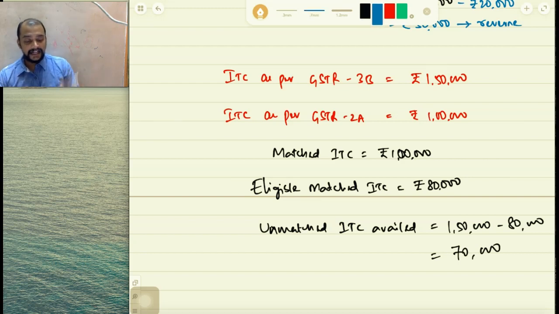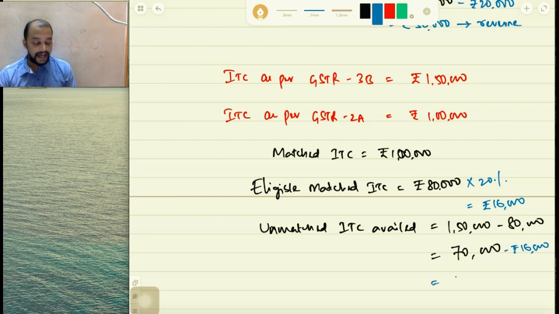Now, you take eligible matched ITC, multiply by 20%. So what is that? 80,000 into 20%? 16,000. Now, how much ITC you can take out of this 70,000? Only 16,000 can be taken, and the remaining 54,000 needs to be reversed.